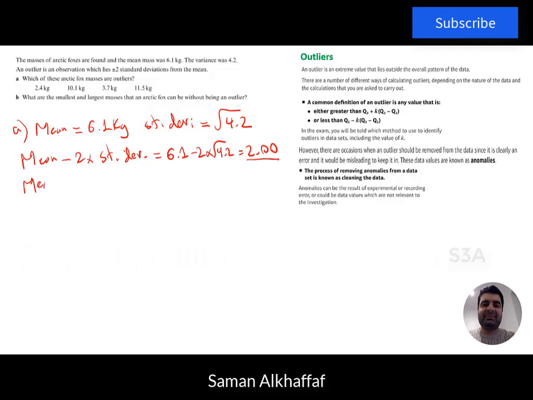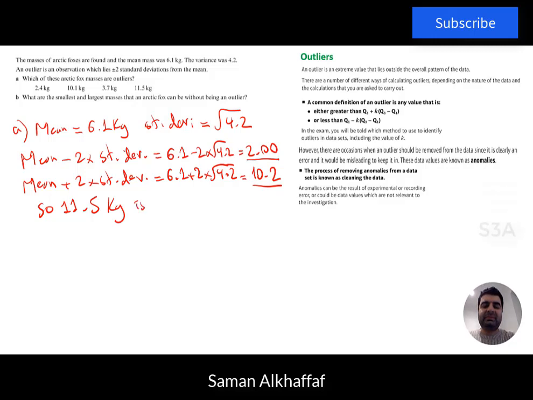For the positive, plus 2 multiplied by the standard deviation, which will give us 6.1 plus 2 multiplied by root of 4.2, which will give us in this scenario 10.2. So in this scenario, that will prove to us, because the values are lower, that 11.5 kilograms, which is the largest value, is an outlier, and this will be our answer for part A.